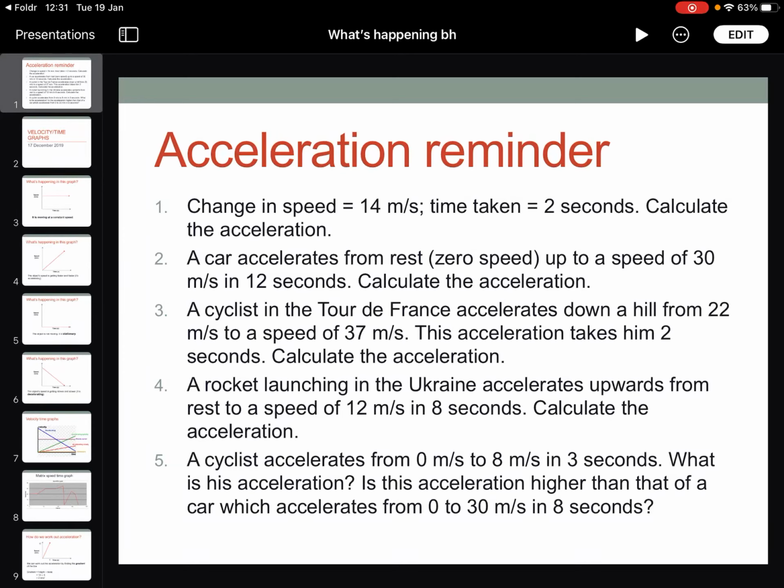Hello, happy Thursday. So today we are looking at a new type of graph called velocity time graphs. But the first thing I'd like you to do, please, is some practice questions.